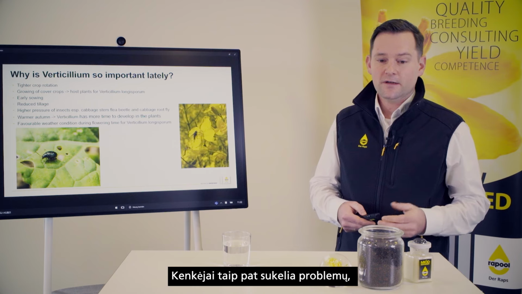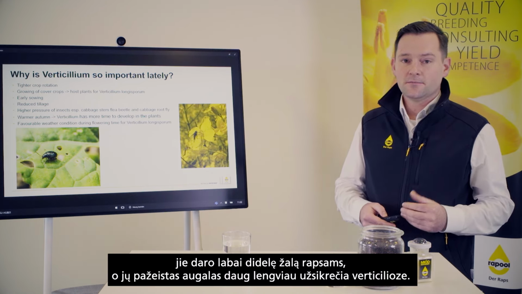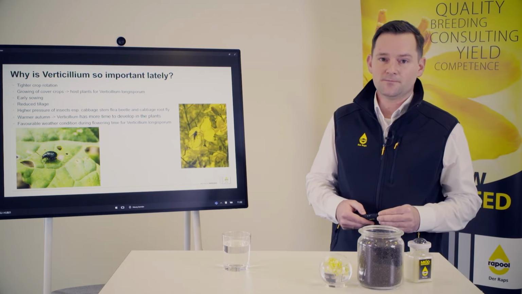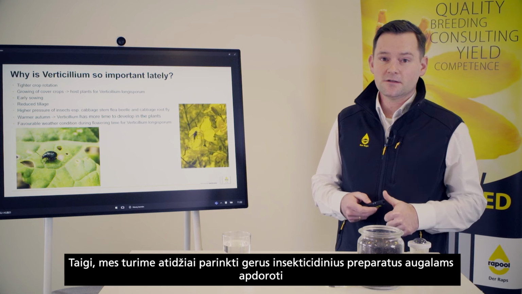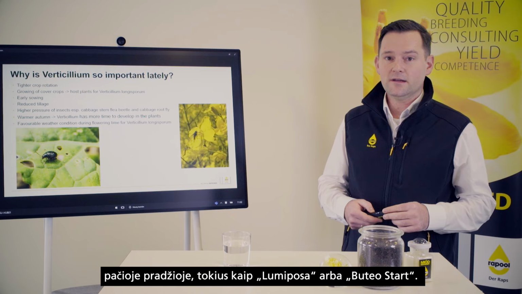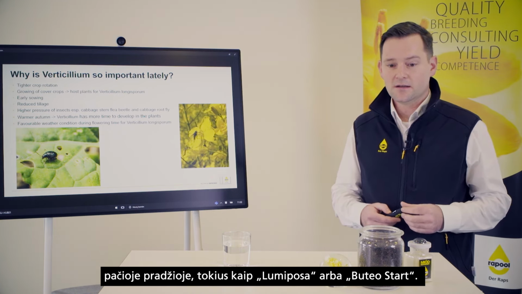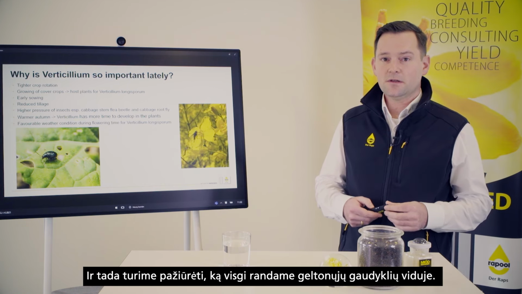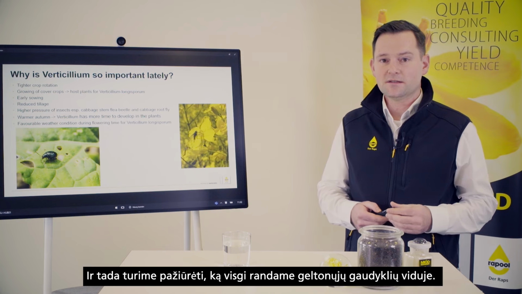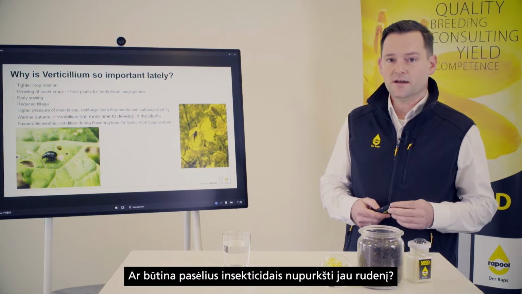Also, higher pressure of insects, especially cabbage stem flea beetle and the root fly, is very bad for the plant and makes it easier for this disease to attack. So what we need to look at carefully is a good insecticide treatment at the start, already as a seed treatment, like Lumiposa, for example, or Buteostat, which can be offered here. And then we need to look at the yellow traps, what is inside, and whether it is necessary to apply an insecticide already in autumn.